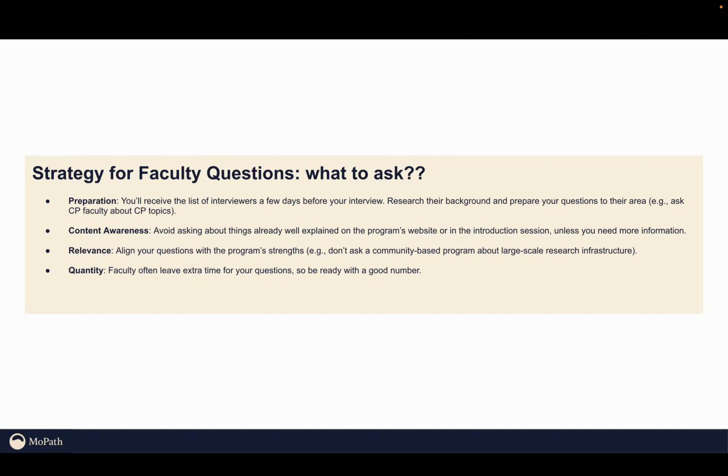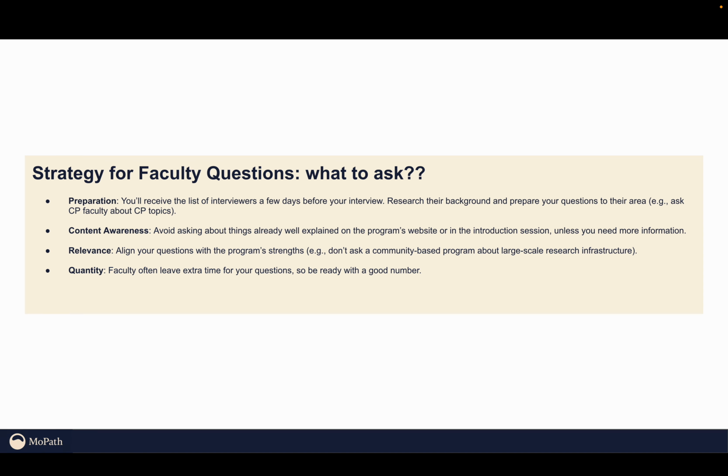When you get the list of the faculty that you will interview with, it's good to do some research about their background, what kind of work they are doing, and if they are interested in research and education, so you can ask them a specific question.